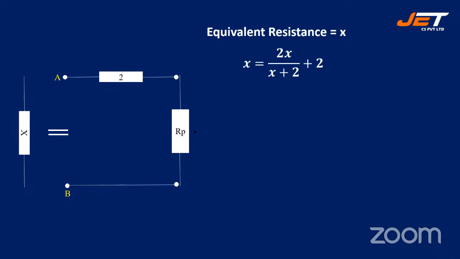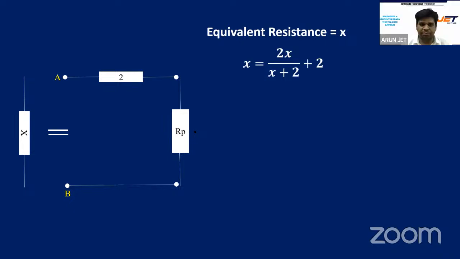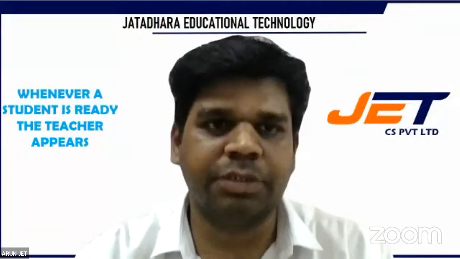Sir, you are not clear. Your voice is not clear. Excuse me, sir. Two into X by X plus 2, which is this part. Sorry for the interruption, students.